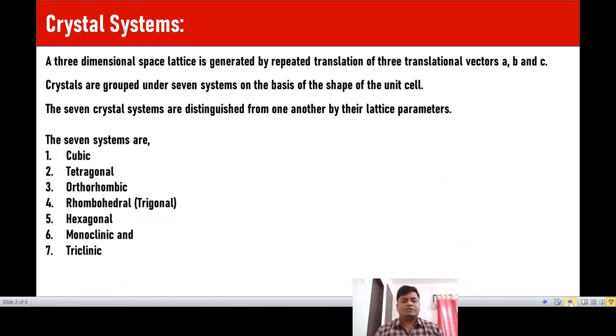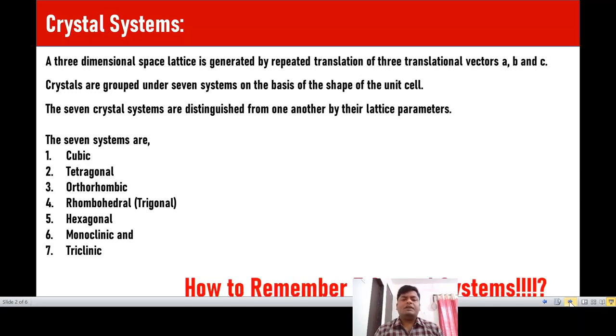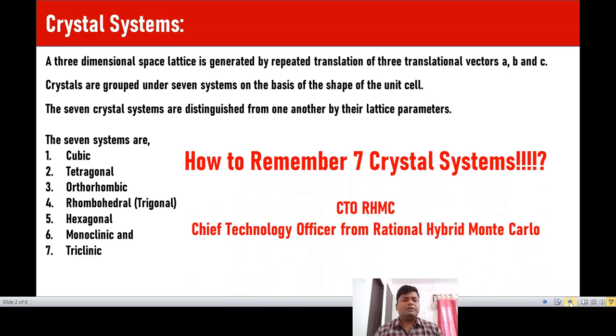So coming to the crystal systems, there are seven crystal systems: cubic, tetragonal, orthorhombic, rhombohedral, also called trigonal, hexagonal, monoclinic, and triclinic. So these seven crystal systems are there. Now the question comes: how can we remember these seven crystal systems? So over here I will give you a trick to remember these seven crystal systems.